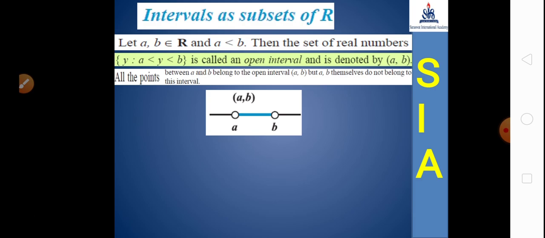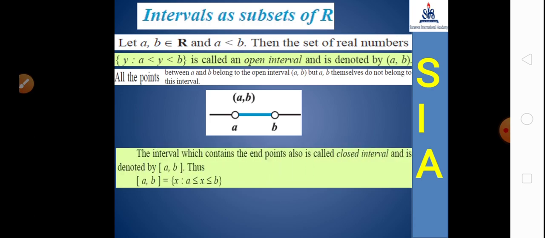So A is an open bracket and B is an open bracket. Open bracket means nothing: A does not belong to this number line, B does not belong to this number line, but the numbers between belong to A and B. So this interval is called open-open. I mean A value is not counted, B value is not counted, but all numbers in between are counted. So this interval is called open A to open B.